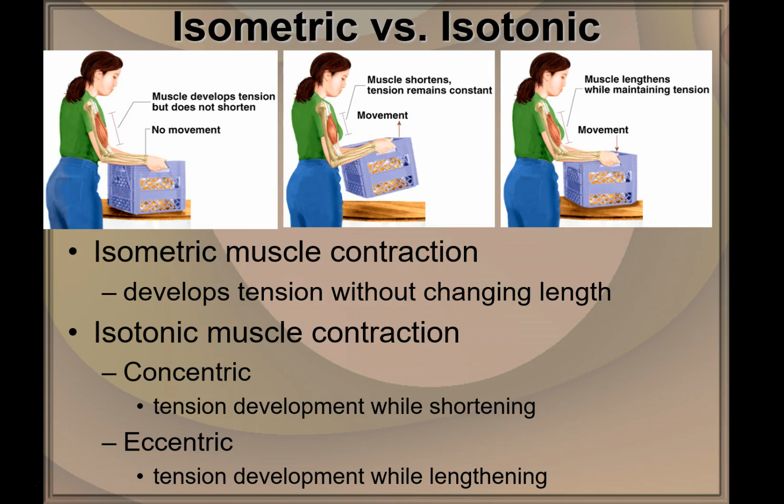Oftentimes, the eccentric contraction is more important. It will build muscle faster.